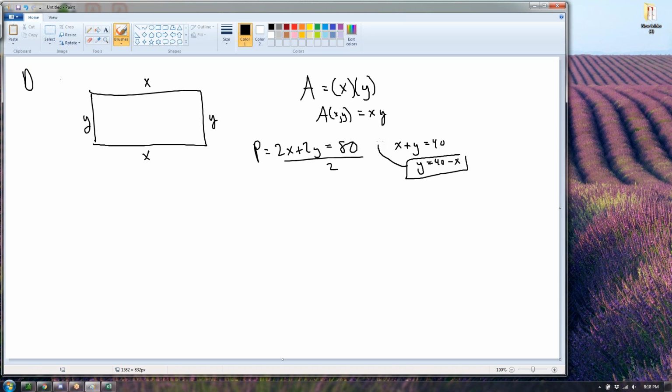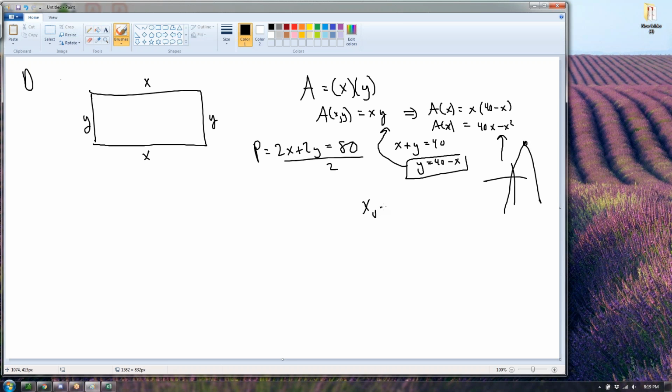If I substitute that constraint into here, then that makes this area function strictly a function of x. It would be x times 40 minus x, or basically 40x minus x squared. Now, when you're trying to maximize something, you're trying to find its maximum, these are parabolas. This guy right here is a parabola that opens up like this. You're trying to find the vertex, basically.